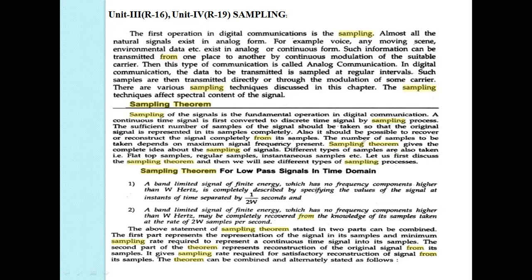The next point is the sampling theorem, which gives the complete idea about the sampling of signals. Different types of samples are taken, that is flat top samples, regular samples, instantaneous samples, etc. Now we go for the first one, the sampling theorem for low pass signals.